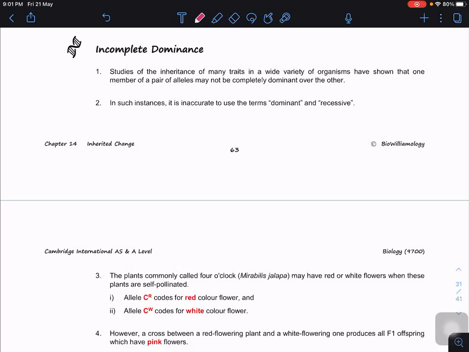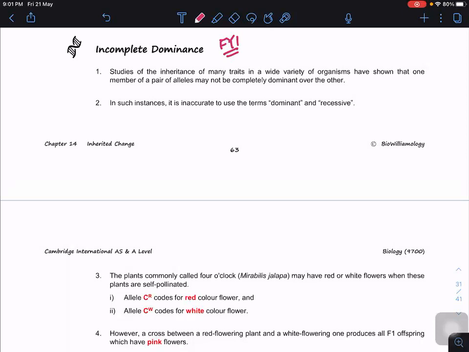Incomplete dominance, this part I put in is not in the syllabus, for your information only, because we need this for the next topic when we talk about selection and evolution. So that's why I need to bring it up first in this part.